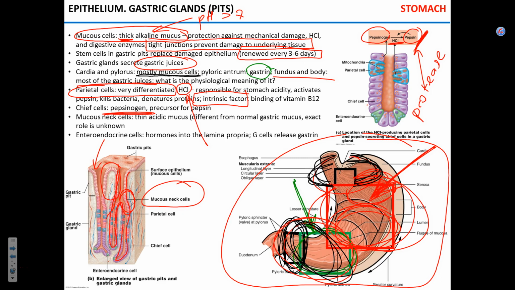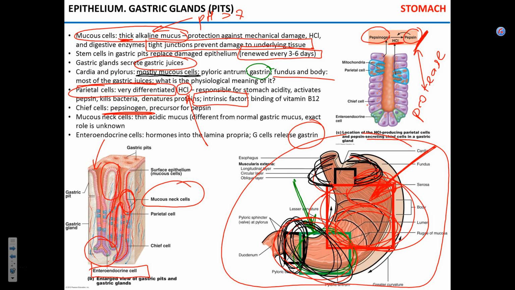And finally, the bottom of the gastric glands usually are enteroendocrine cells. So entero refers to the digestive tract, and endocrine refers to hormones. As you remember, stomach is a secondary endocrine organ. So it produces a bunch of hormones, including, but not limited to, gastrin.